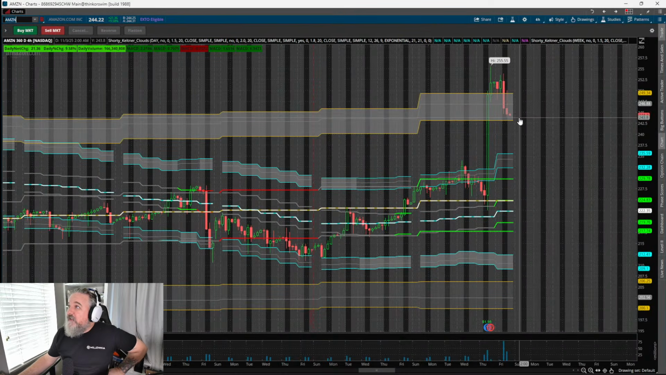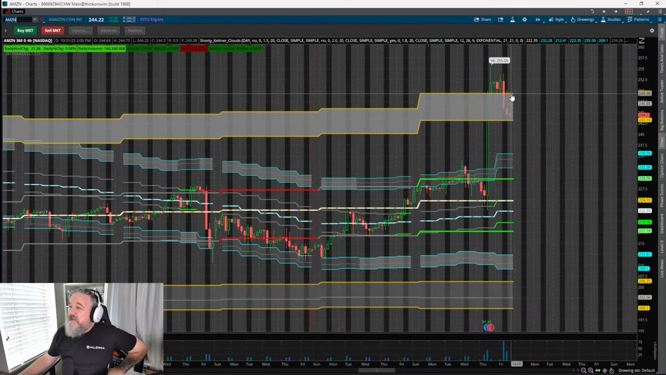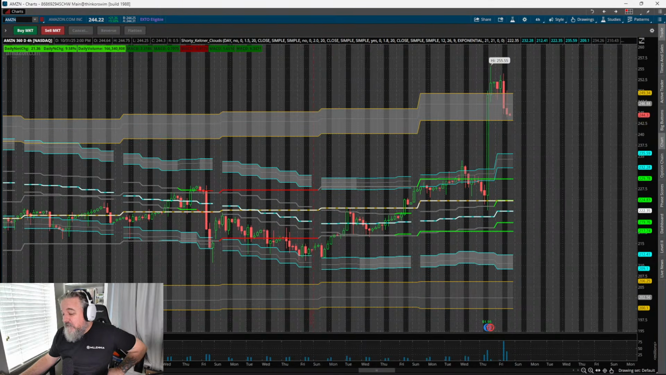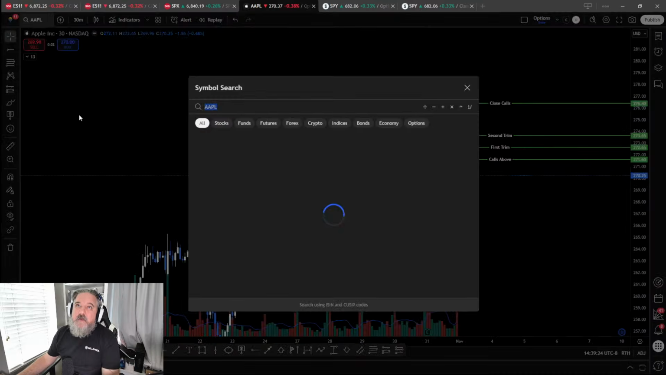Sorry, I'm trying to get back to where I was. So basically we can see the top of this cloud is 249.34. So even if it just comes back and touches the top of that, I would be good. But I'll show you guys the setup that I'm looking at right now.